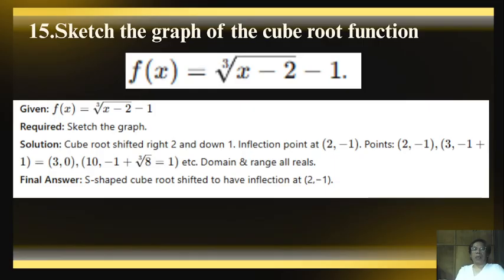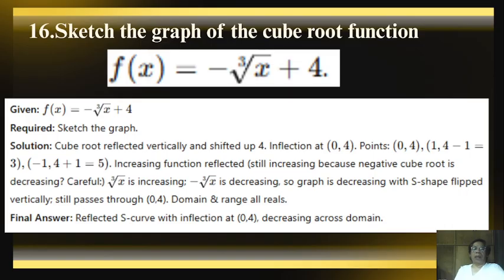How did we get those points? Substitute the x coordinate in the equation, and then you will be getting the y coordinate when you substitute the data. And the final answer is an S-shaped cube root shifted to have inflection at 2, negative 1.